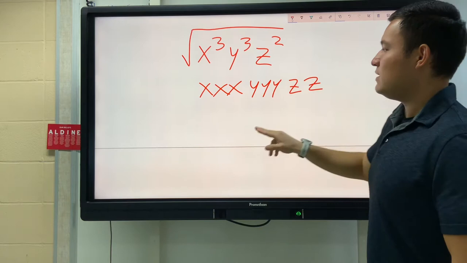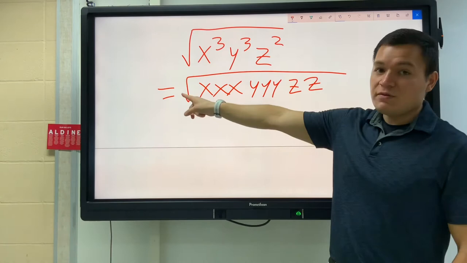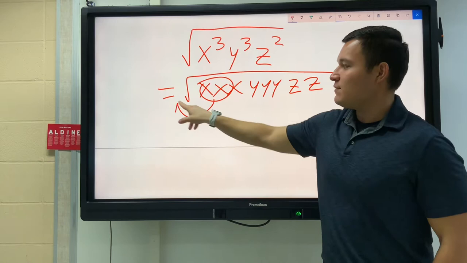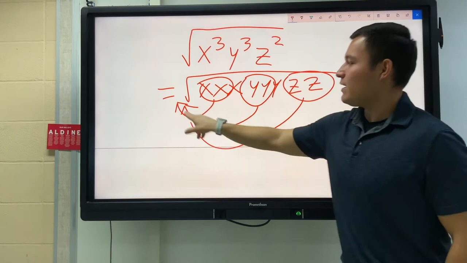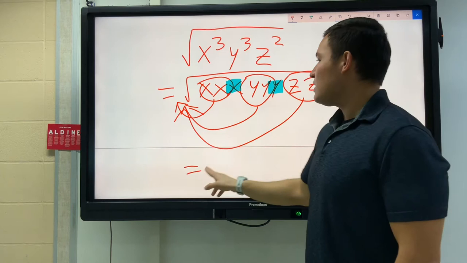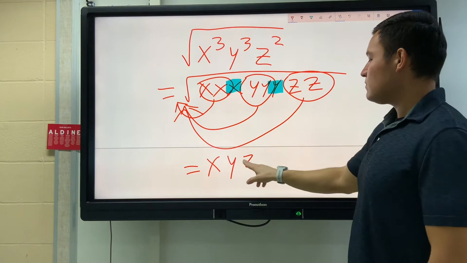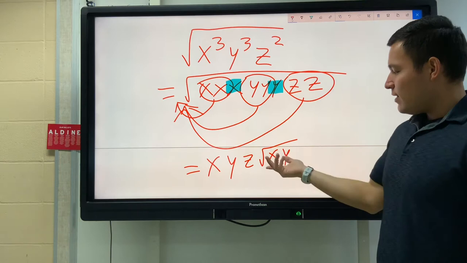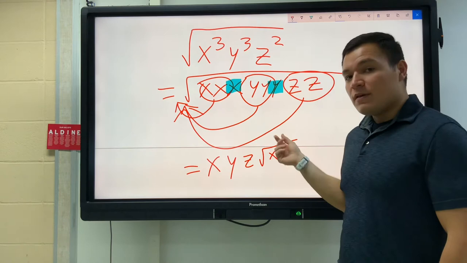All of that is underneath a square root. The square root wants two of a kind, and if you have those two of a kind, you get to go outside of the square root. This one has two, so it goes out. This one has two, so it goes out. That's going to leave this x inside and the y inside. So outside of this radical, we can take out a single x, a single y, and a single z. And what's left inside is that blue part. The x and the y didn't have enough multiplication happening for them to get out of the square root.